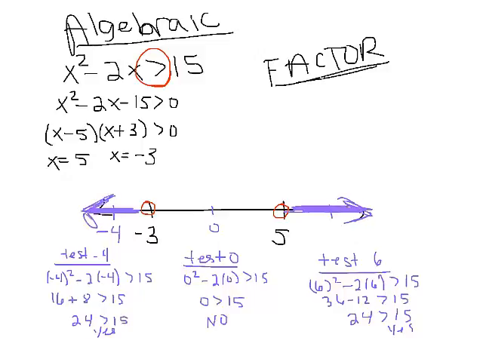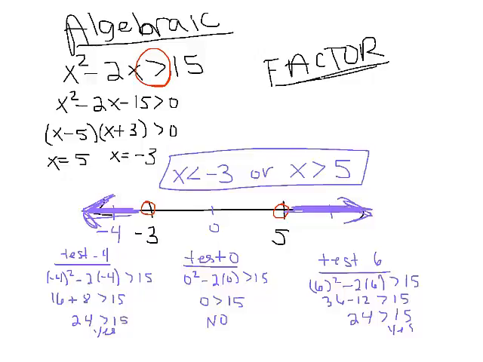Whatever we've shaded here in purple, those are our solutions. So our solutions here are when x is less than negative 3, because we shaded to the left, everything's smaller than, or, and again, not an equal to, because our original problem did not have an equal to, x is greater than 5. That would be our solution, because that is when my y values satisfy the situation. That is when x squared minus 2x minus 15 is greater than 0.